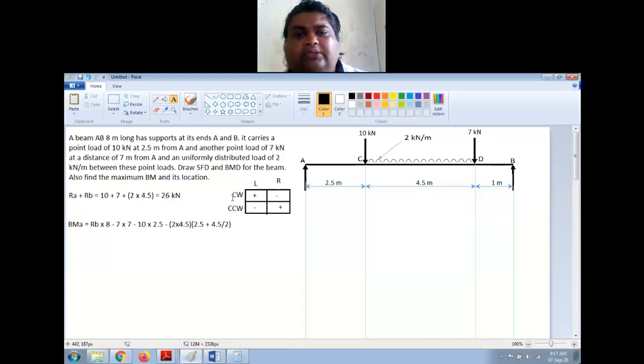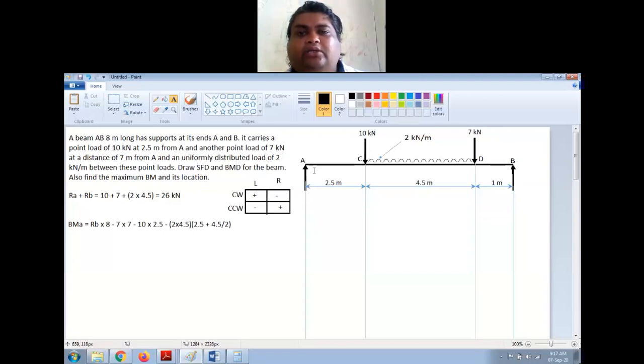Remember this one thing: left side clockwise is positive, so you put a plus mark here. Diagonally opposite you will have plus, and the other two will be minus. Now you take moment at any section. Let us say I need moment at C. If I consider the force at point A, that is my left side force, it is upward and will make the beam rotate clockwise. So left side clockwise is positive.